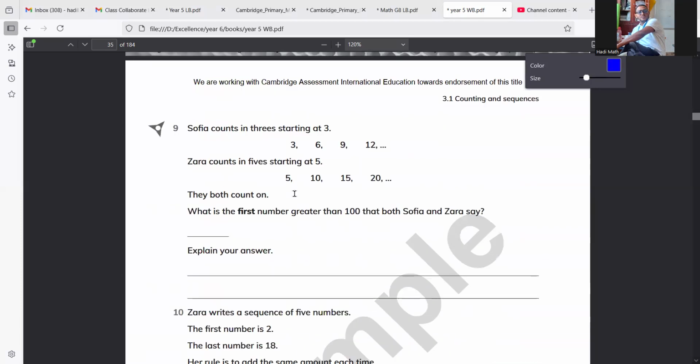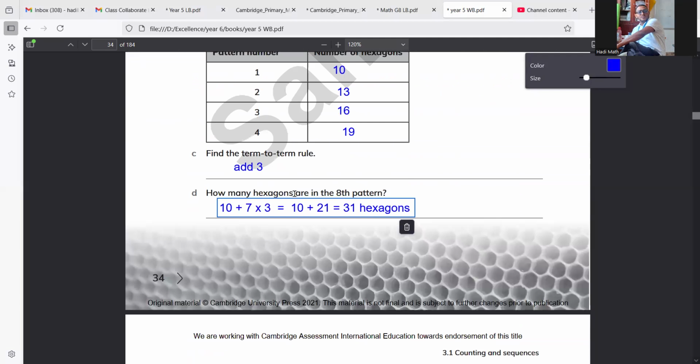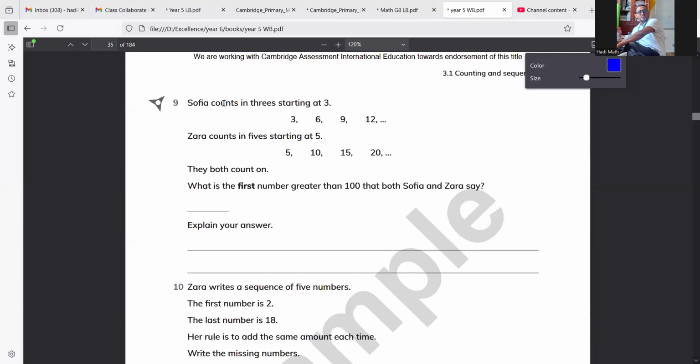We have the next question. Sophia counts in threes, starting at 3. She said 3, 6, 9, 12. Zara counts in 5s, starting at 5. 5, 10, 15, 20. They say they both count on. What is the first number greater than 100 that both Sophia and Zara say?